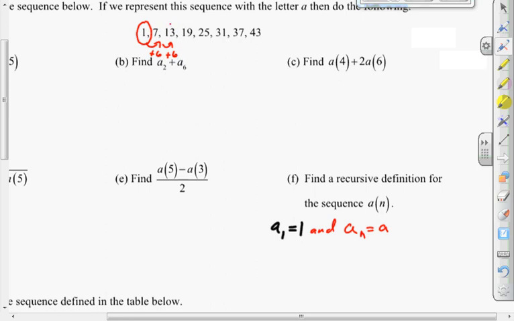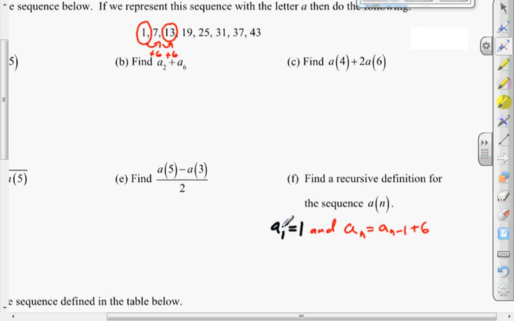So for instance, here we have in the third term 13. Well, how did we get 13? We added 6 from the second term. The second term was 7. Okay? So this definition would say a of n minus 1. What that means is if you want to find the value of the term, you have to go to the term that's 1 before it, and then once you get there, you add 6.